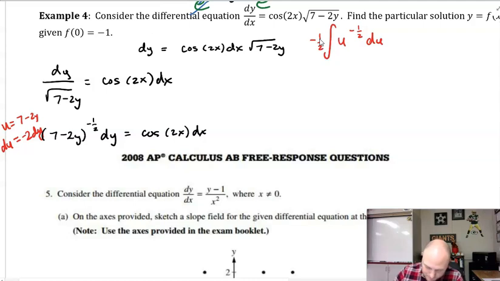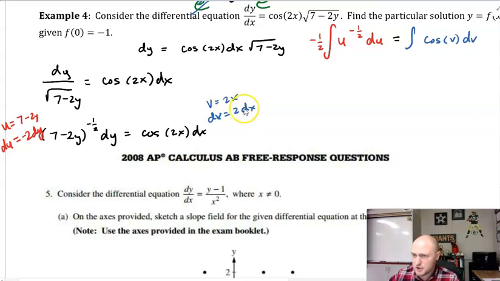So we have the integral, and this is equal to, over here, I'm going to use a different variable, v. V equals 2x, and then dv is equal to 2 dx. So over here we have the integral of cosine of v dv, and I added in a 2, so I have to balance this with a 1/2. There we go. Okay, and we will integrate now.